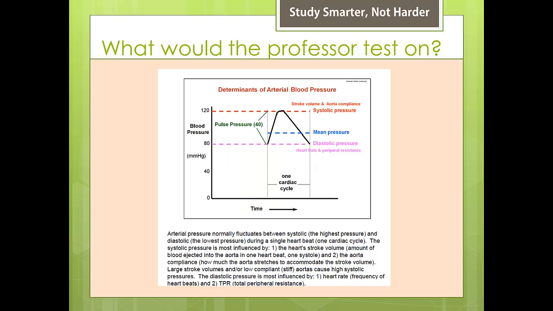Okay, so let's look at a sample here. So this is a typical page from your notes. And so we can see that we're looking at the different determinants of arterial blood pressure. And what I want you to do is read through this short little snippet and tell me, what do you think the professor would test you on?